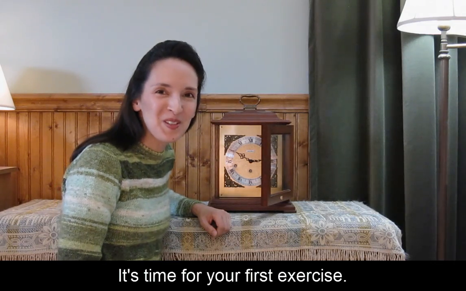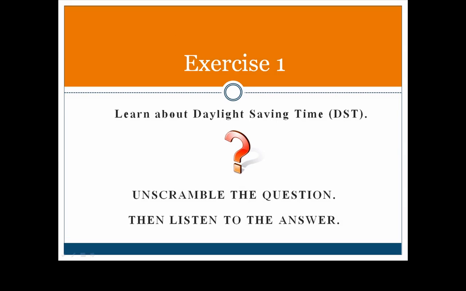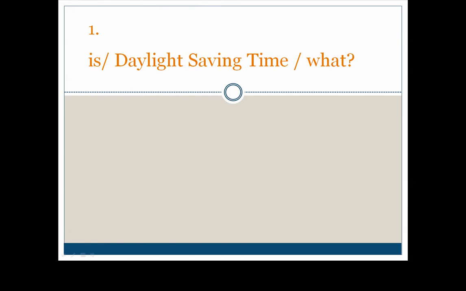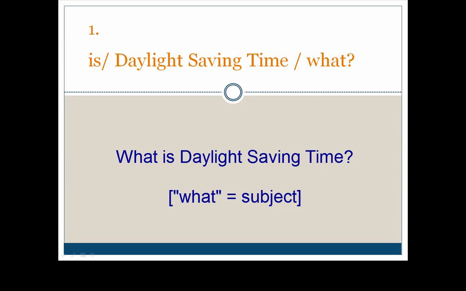It's time for your first exercise. Exercise 1. Learn about daylight saving time. Unscramble the question, then listen to the answer. 1. Use these words to form a question. The question: what is daylight saving time?